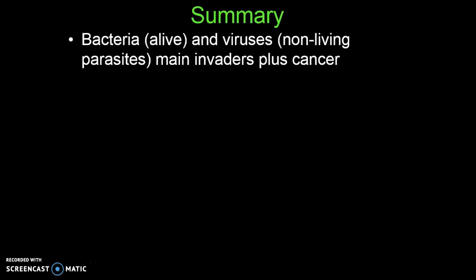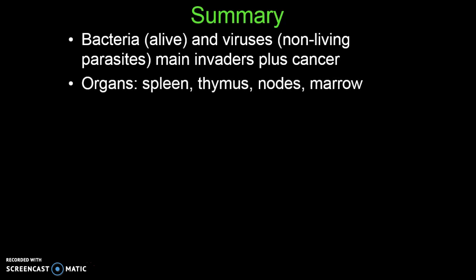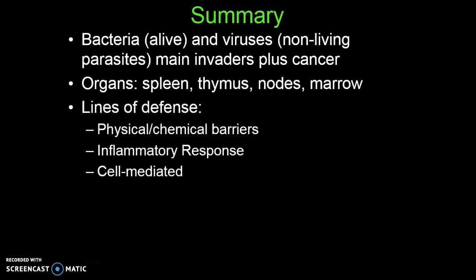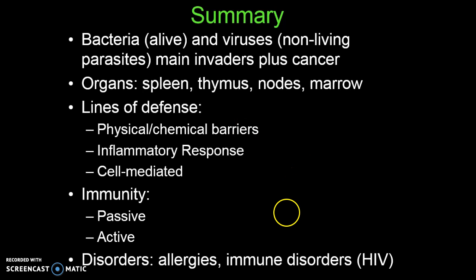Summary. There are bacteria that are alive, viruses that are not alive, that are the main invaders to our body, and then there's also cancer. The organs of the lymphatic system are the spleen, thymus, lymph nodes, and the bone marrow. Our lines of defense are physical and chemical barriers, the inflammatory response, and the cell-mediated response, so first, second, and third line of defense. You have 2 types of immunity, passive and active. And last but not least, you can have disorders within the immune system, specifically allergies and immune disorders.